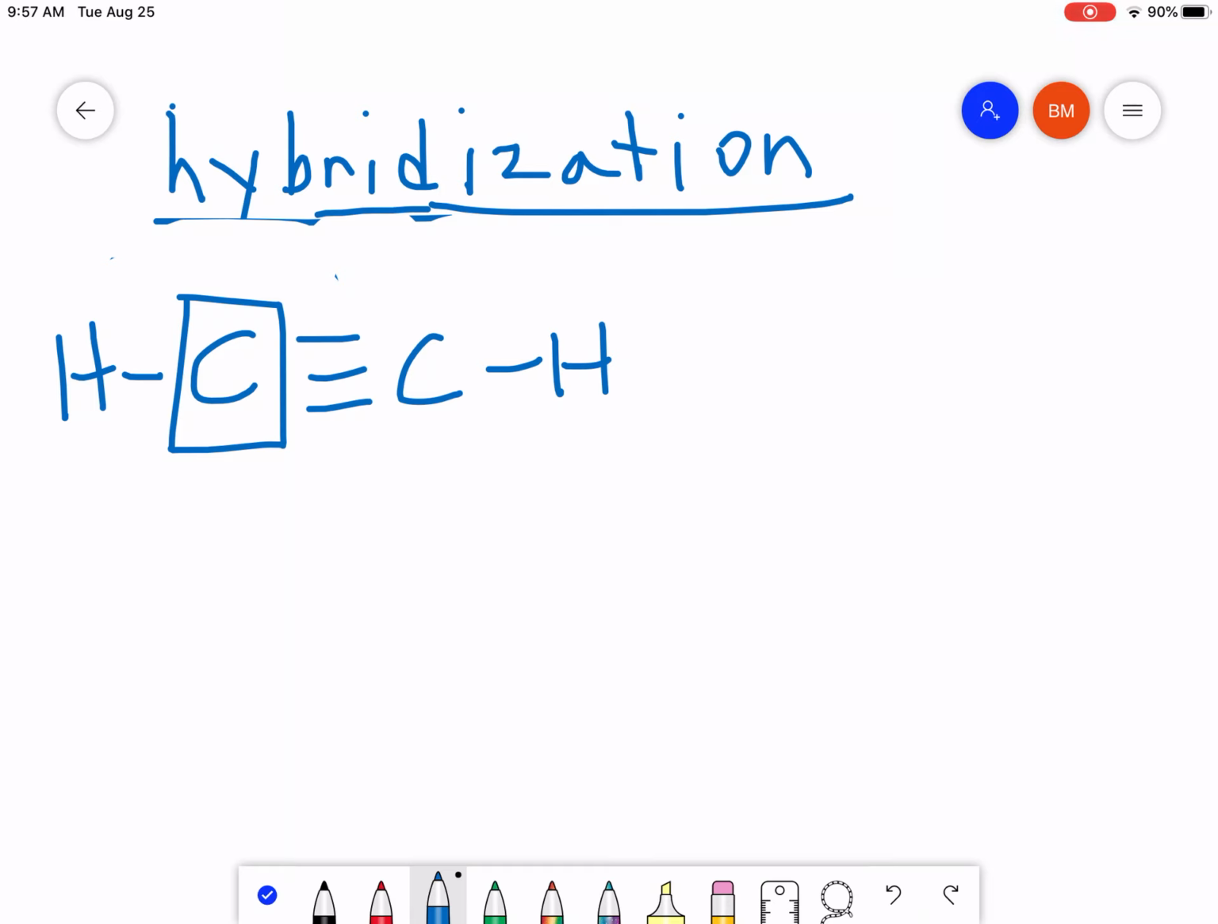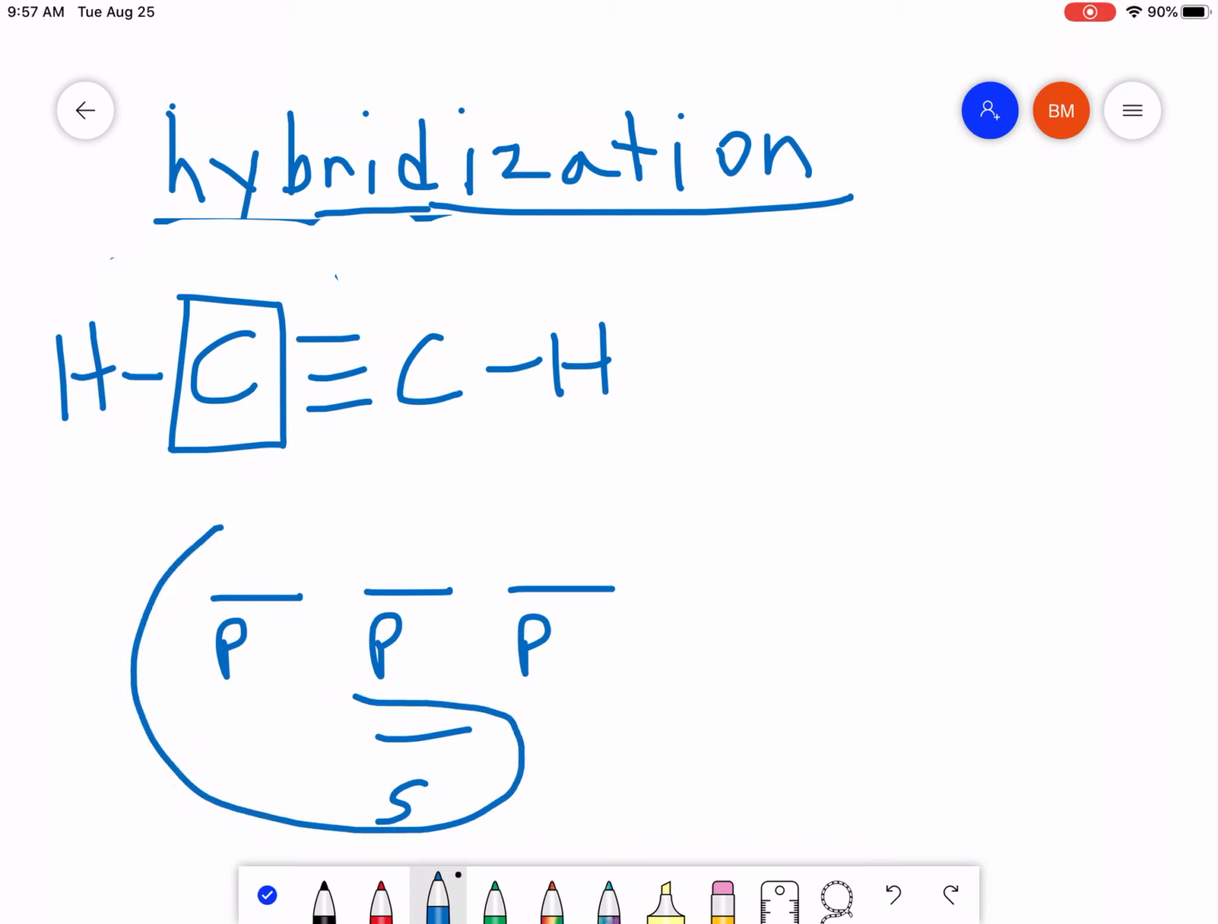All right. In the meantime, I'm going to show you how the orbitals hybridize in this particular case. All right. Like I've said, we're going to make sp orbitals. So that means you have 1 s orbital combining with 1 of the p orbitals.